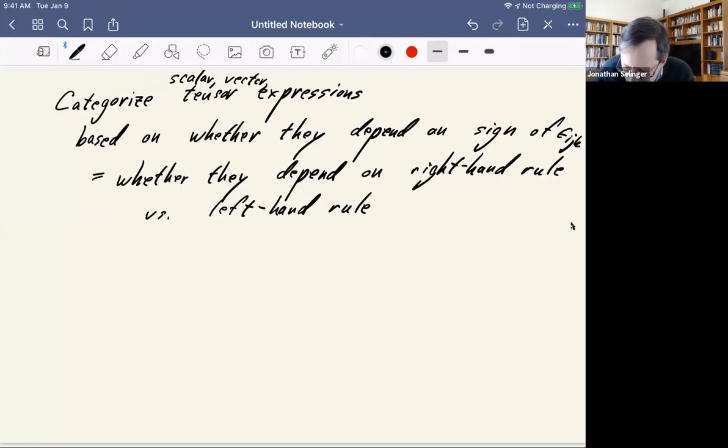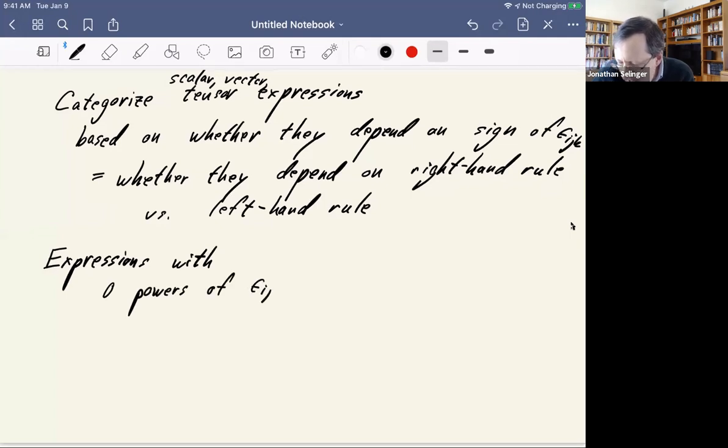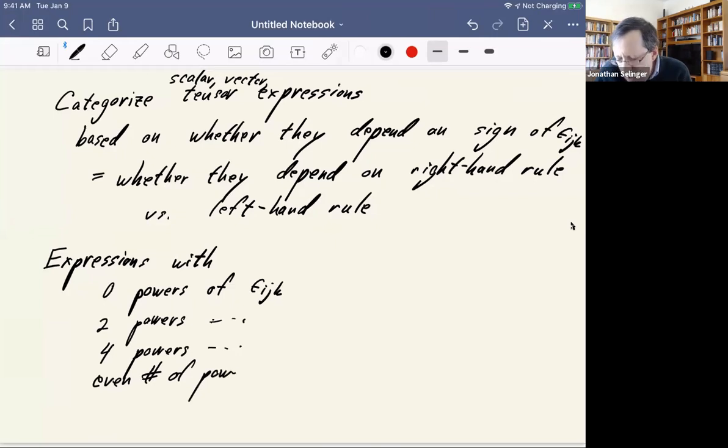So that means there are some expressions with 0 powers of epsilon ijk. They don't have any epsilons in there. Or 2 powers, or 4 powers, or any even number of powers. Those things don't depend on whether you have the right-hand rule or the left-hand rule.